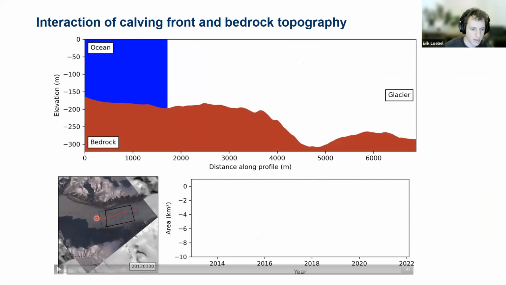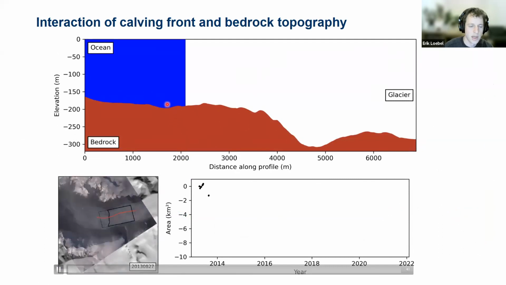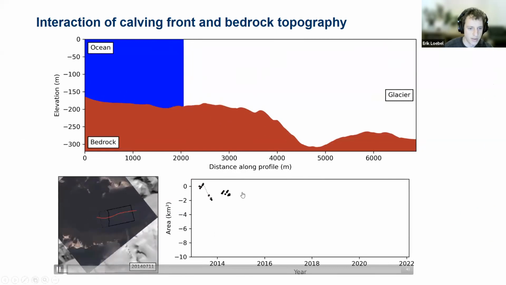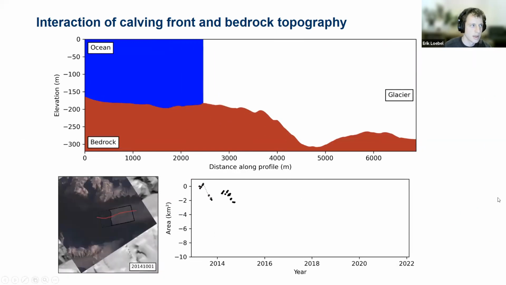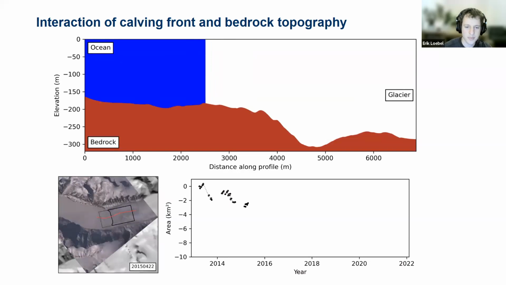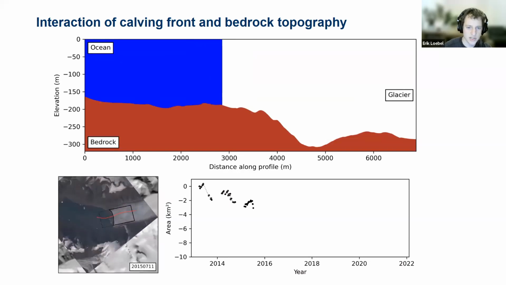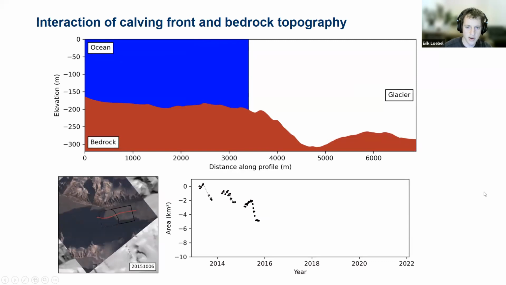So here at the bottom, you see that we have a profile basically along the central flow line, which is what you see now here on top. And along this profile, we now have our calving front moving. And again, with the time series here at the bottom. The interesting interaction here is, of course, that we have this topographic minimum.